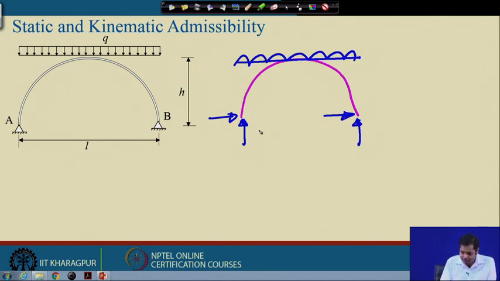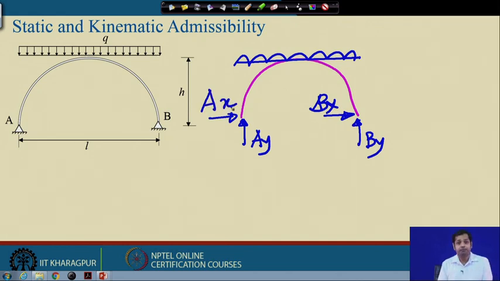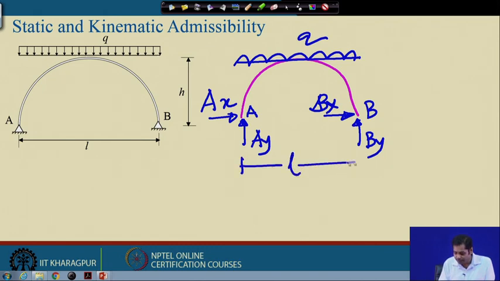Now, suppose this is Ay, the vertical reaction, and this is By, the vertical reaction at B, and Bx, the horizontal reaction at B, and this is Ax, the horizontal reaction at A. So, this point is A and this point is B. Then this is q and this entire length is L, right.